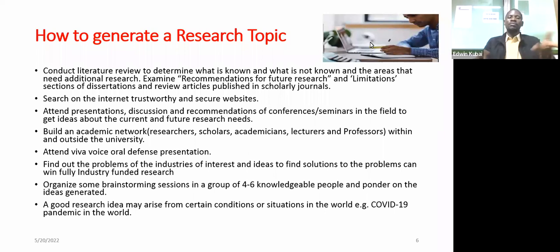Find out the problems of industries of interest and ideas to find solutions to the problems that can win fully industry-funded research. So if you are in an organization in the medical field, these are areas you need to widen, open the net so that you cast your net wide, so that you understand what has been done and what needs to be researched. Because donor funding is very important.